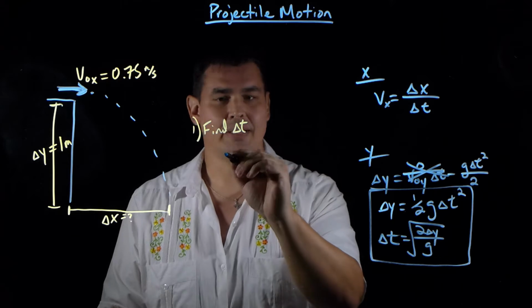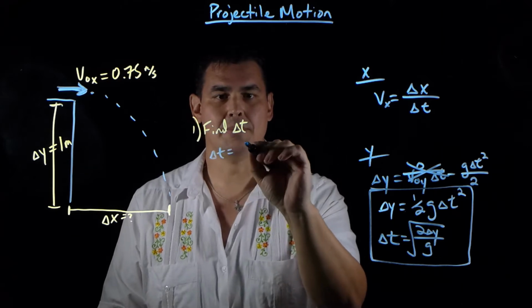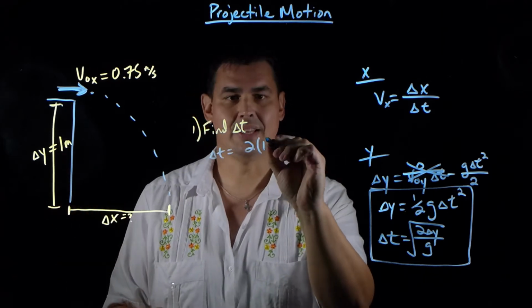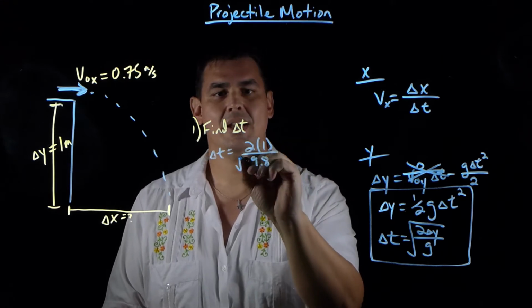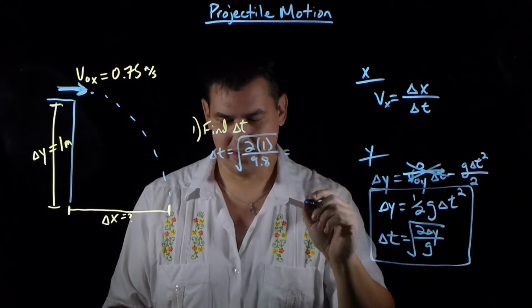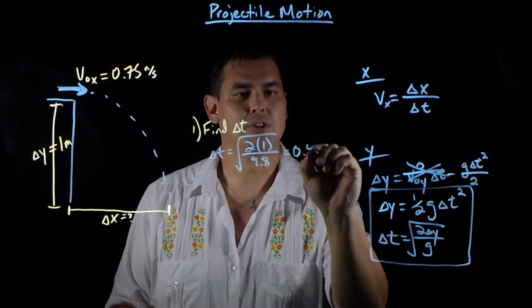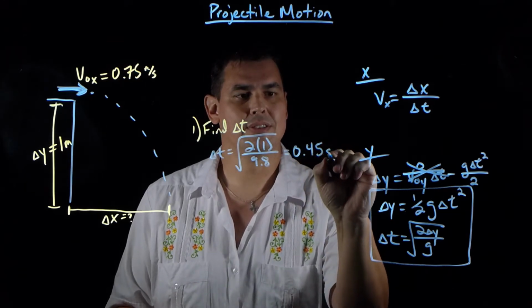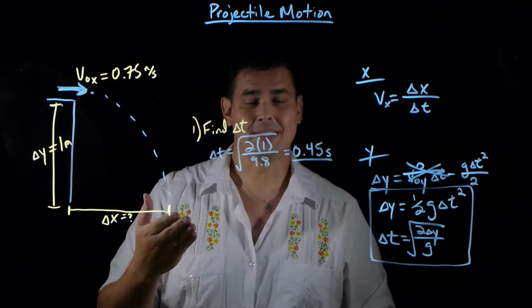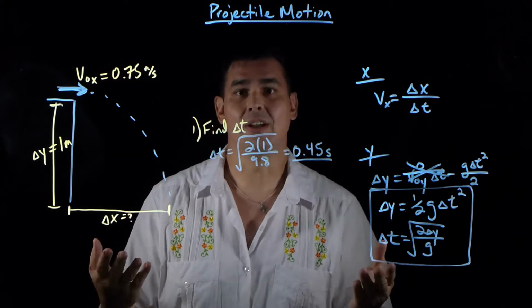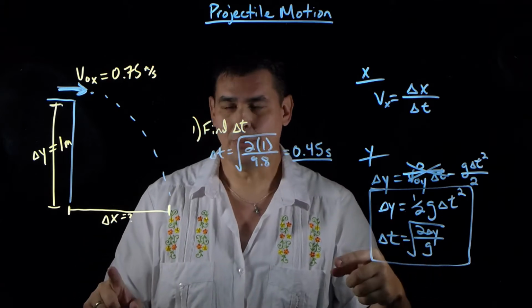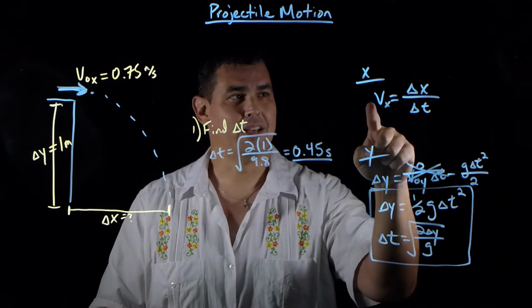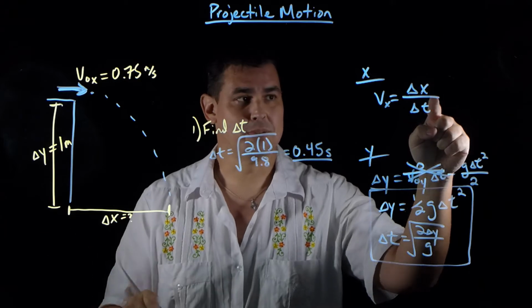So my time is going to be the square root of 2 times the height, that's 1, over g, which is 9.8. So that gives me a time of 0.45 seconds. All right, got my time. Now I'm basically done. So I'm trying to figure out the distance. I know time now. So if I look at this equation, velocity is my x displacement over my time.